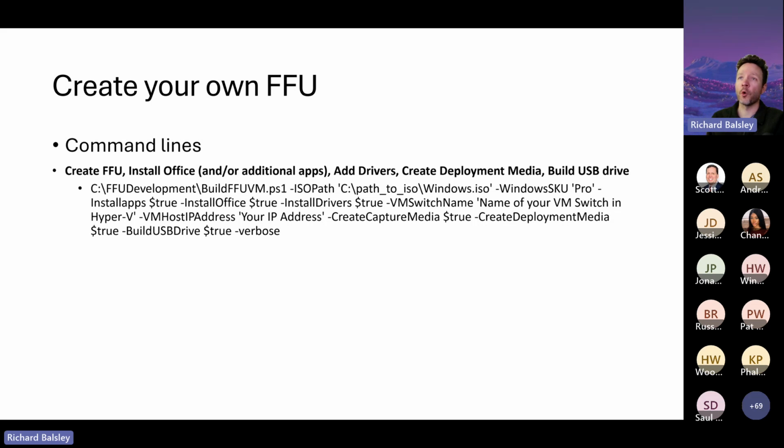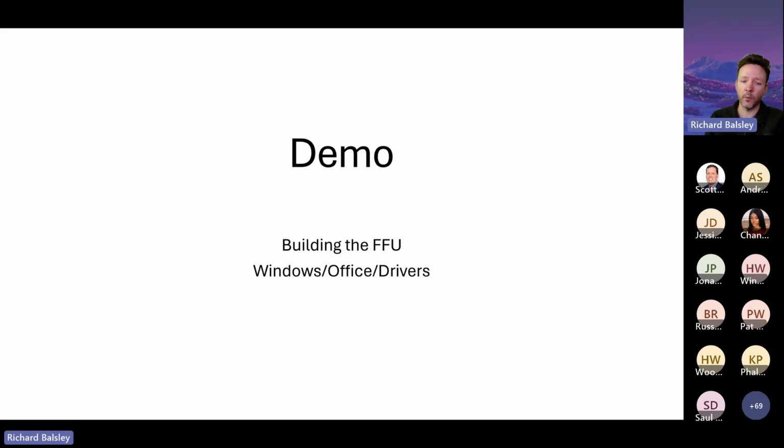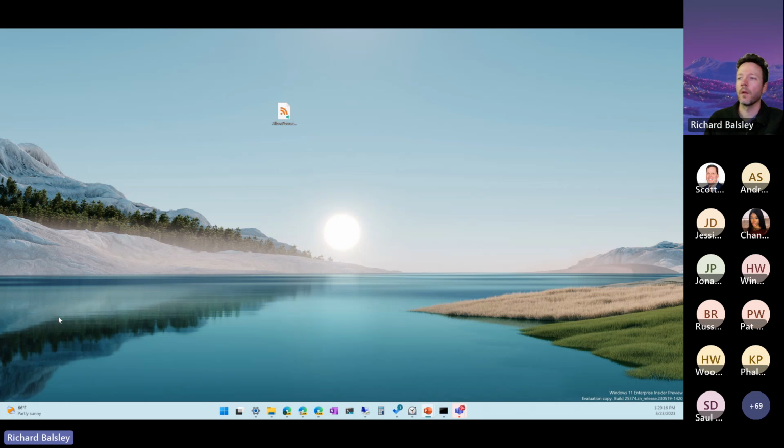And with that, I think the last thing here is command lines, and then we'll get into the demo. So in order to run and build the FFU, it's a PowerShell script. This is just the command that we're going to be running here in a minute, and this will actually go and create the FFU. So how do we do this? How do we get access to all this stuff?